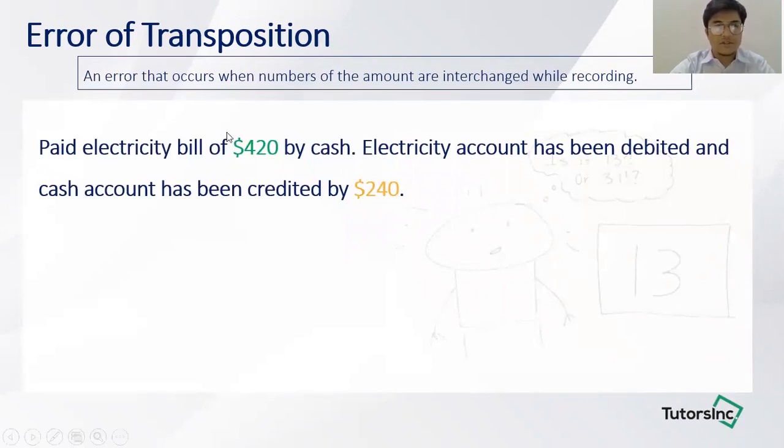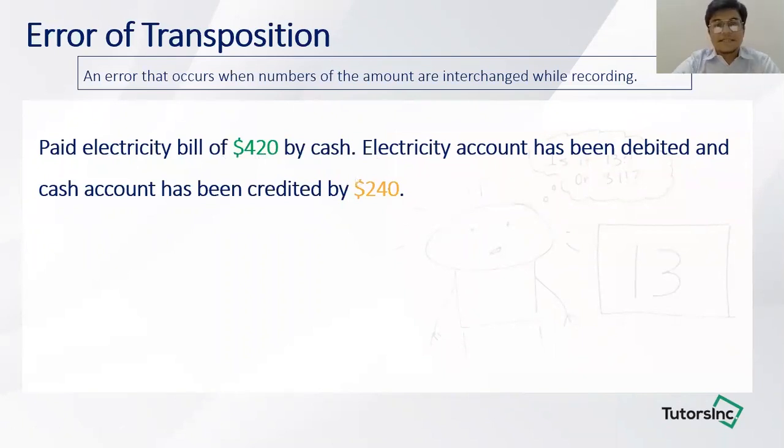The original value, as you can see, is $420. Electricity account has been debited and cash account has been credited by $240. So the amount that we have recorded is actually different from the amount that is included in the original transaction. We were supposed to record 420 in the electricity account and cash account, but instead of that we have recorded $240. So what we have done is we have interchanged 4 and 2 and made this value from 420 to $240.